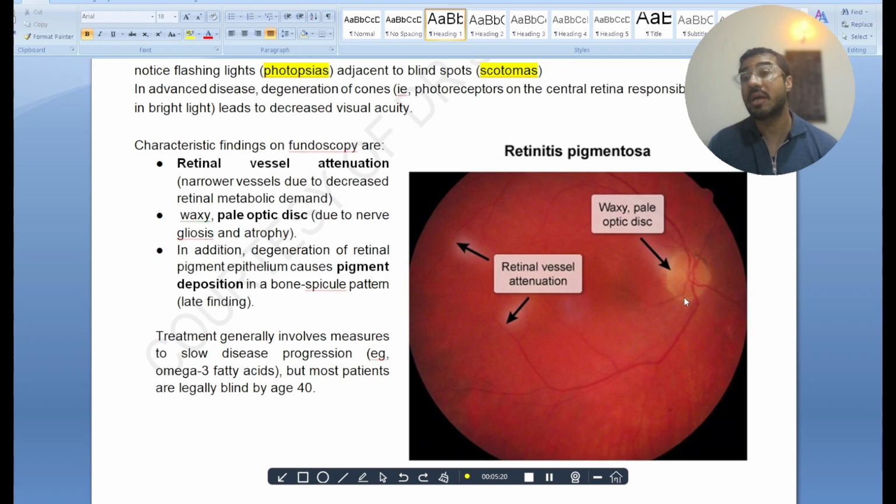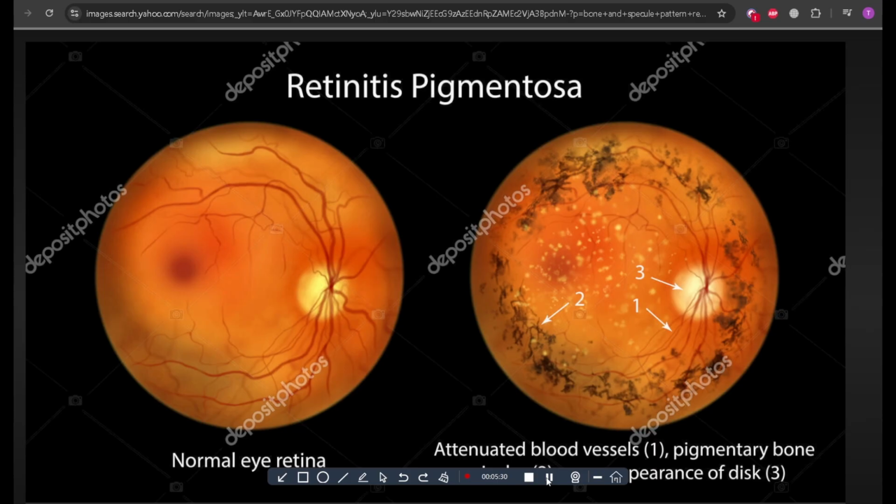It should be bright yellow, but it's waxy and pale in nature, and you can see all around the retina looks like nothing's going on actually here except for degeneration. So here's a really good comparison of what a normal fundus looks like and what the fundus looks like in advanced retinitis pigmentosa. As you can see, these bony pigmentary spicules. This is what happens late in the disease. That's what you can visualize.